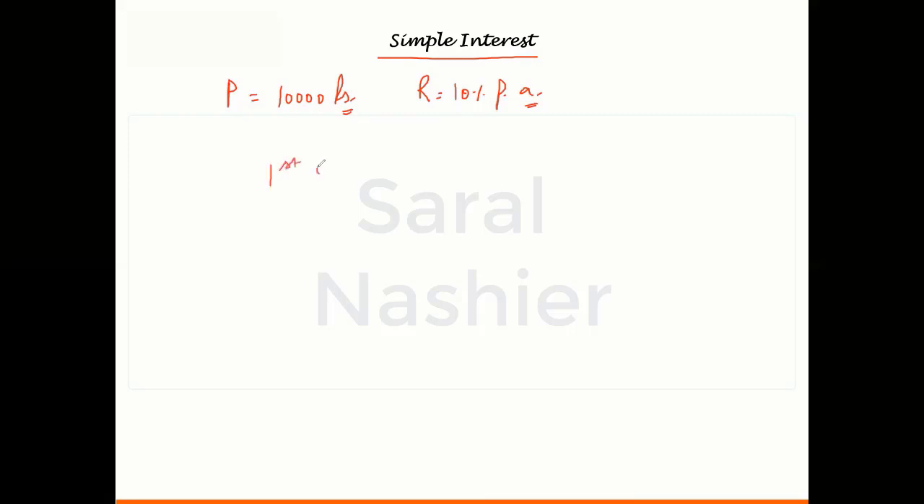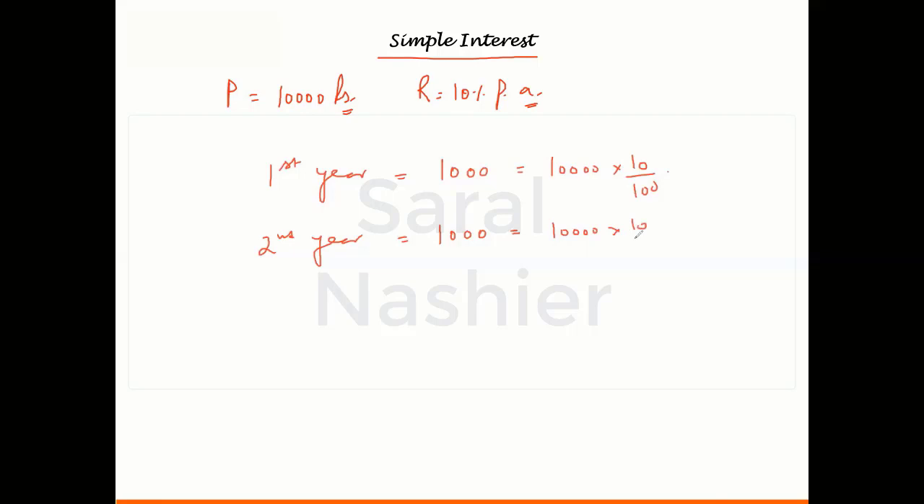So for the first year, what is the interest that will be charged? The interest is nothing but 10% of 10,000, which is equal to 1,000 rupees. That is 10,000 into 10 divided by 100. Similarly, what is the interest for the second year? I would again say 10% of 10,000. 10% of 10,000 is again 1,000. So the same 10,000 into 10 divided by 100 would be the interest for the second year. Similarly, for the third year, the interest would be 1,000 rupees, so on and so forth. For each and every year, the interest would remain the same, that is 10% of 10,000.